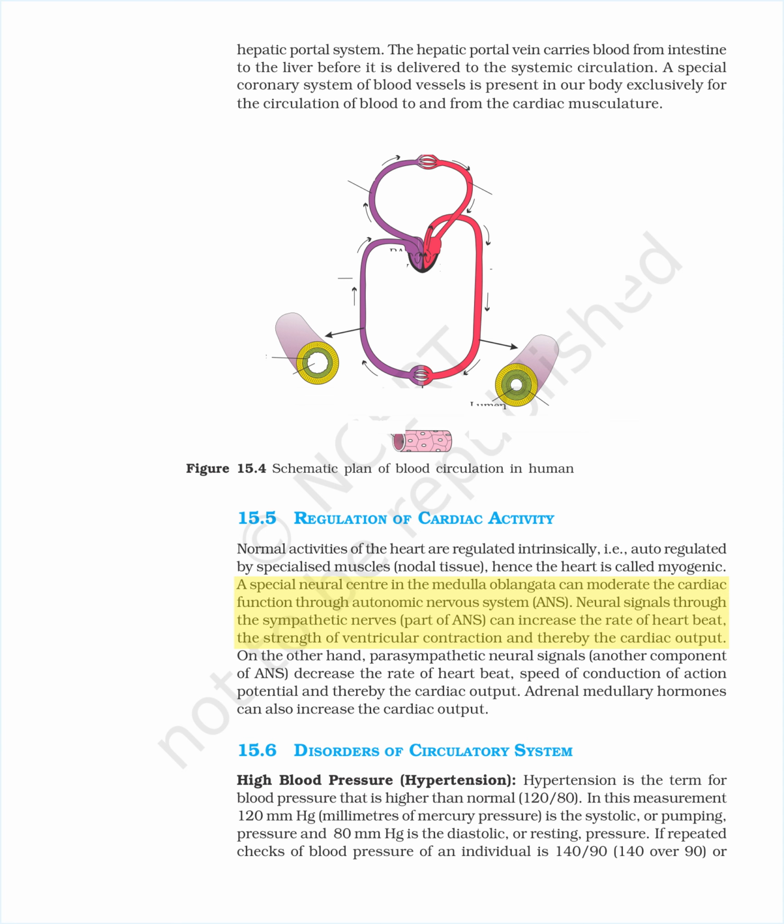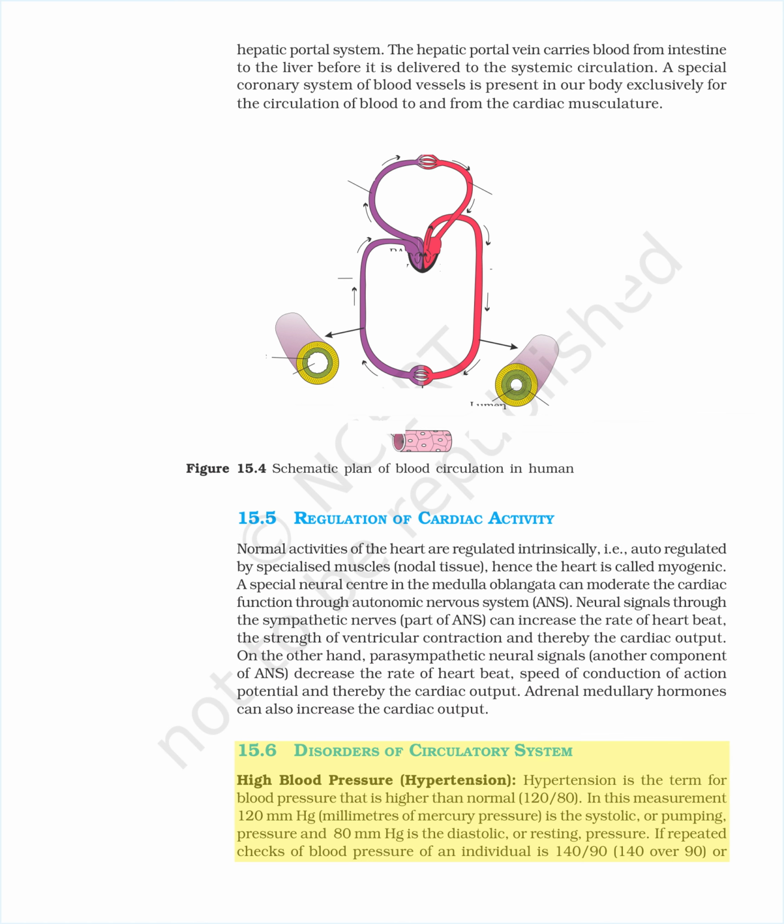Neural signals through the sympathetic nerves, part of ANS, can increase the rate of heartbeat, the strength of ventricular contraction and thereby the cardiac output. On the other hand, parasympathetic neural signals, another component of ANS, decrease the rate of heartbeat, speed of conduction of action potential and thereby the cardiac output. Adrenal medullary hormones can also increase the cardiac output.